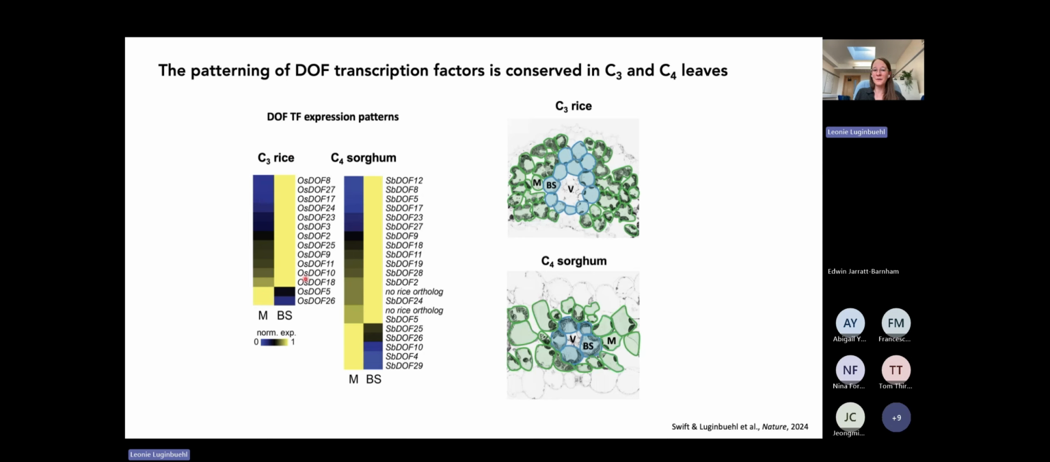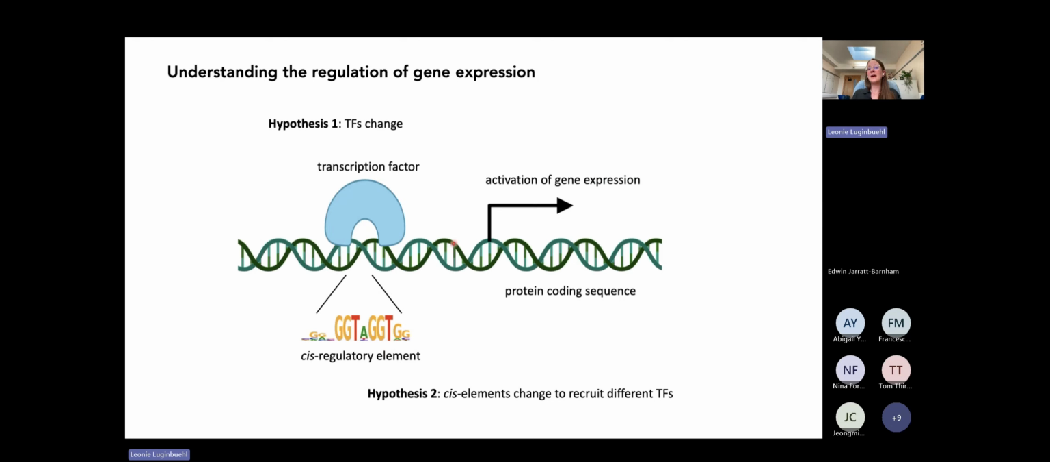You can see that most of these DOF transcription factors, the proteins themselves, are expressed in the bundle sheath of rice, but they're also expressed in the bundle sheath of sorghum. So the transcription factors themselves have not changed, but the DNA sequences in the genes that are regulated by these transcription factors seem to have changed. And so going back to this model, at least in the genes that we looked at, we now think that this hypothesis too was true, that in fact these genes change the sequence here so that they now can recruit the DOF transcription factors that are already present in the bundle sheath.